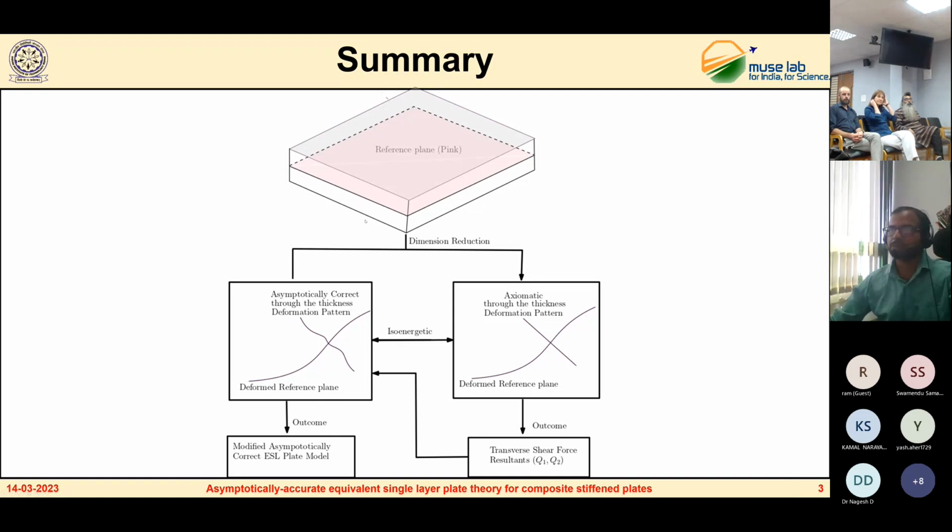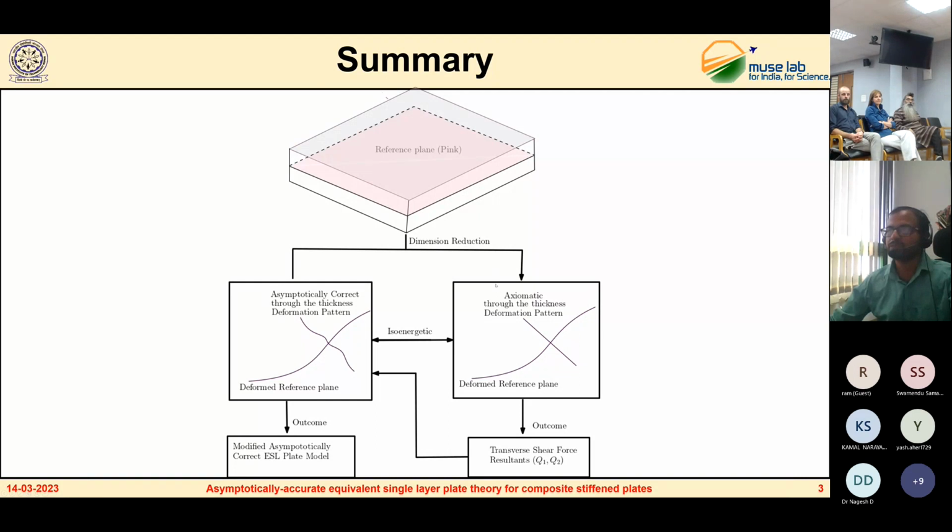For the dimension reduction, there are basically two approaches. In the first approach we use the variational asymptotic method, which gradually reduces the dimension of the structure in a mathematically rigorous manner. It takes advantage of the smallness of one dimension as compared to the other two dimensions, and this method does not require any assumption a priori, while in the second approach we make some assumptions.